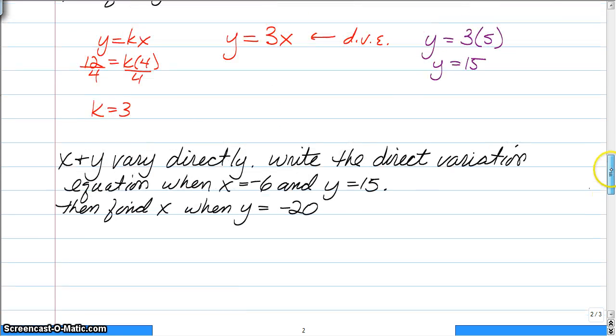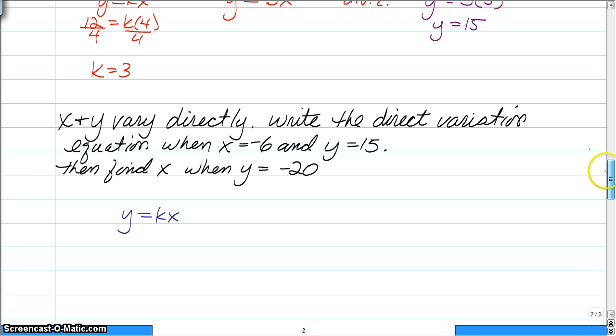This next example is the exact same thing. Pause the video and give it a try on your own. So you have y equals kx. This time it says that x is equal to a negative 6 and y is 15. So 15 is equal to k times a negative 6. So from here you just have to solve for k. Divide both sides by a negative 6.